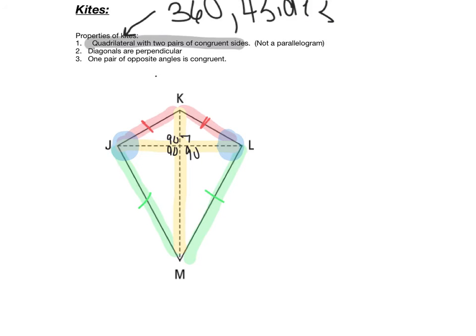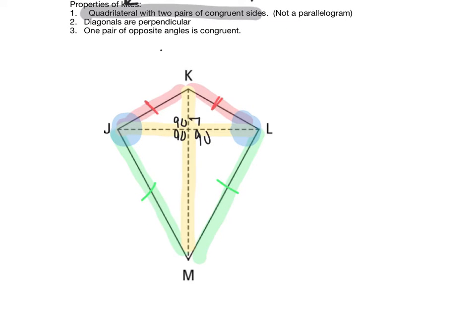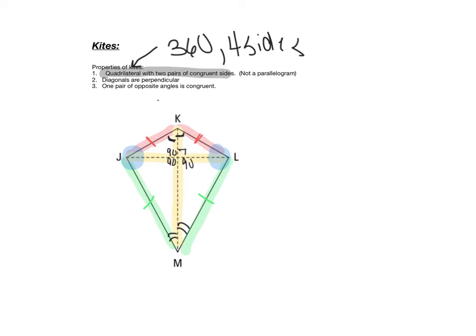And then the other thing about kites is the diagonals bisect that other pair of angles. Which means, just a quick note, that this angle right here, this little guy, is the same as that little guy, and this little guy right here is the same as that little guy right there. So let's just look at a few practice problems with kites.